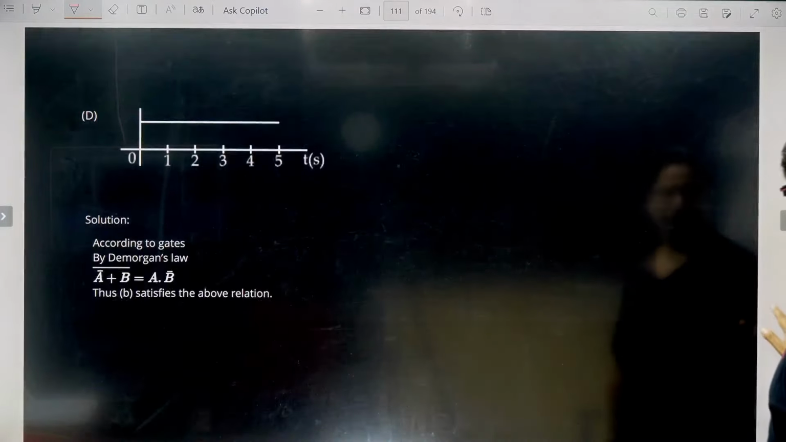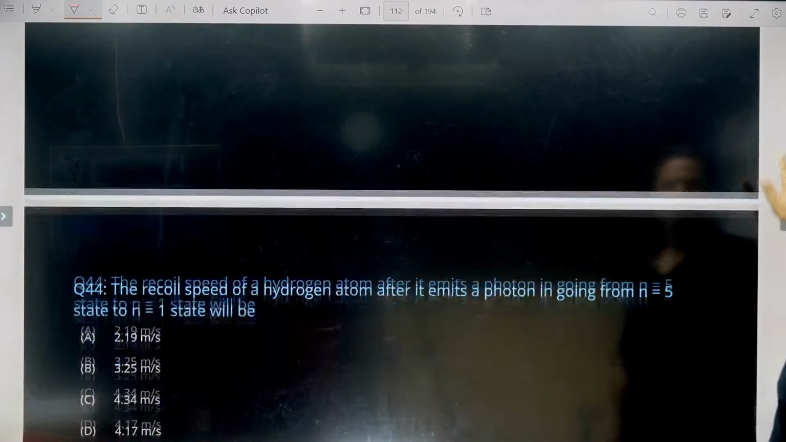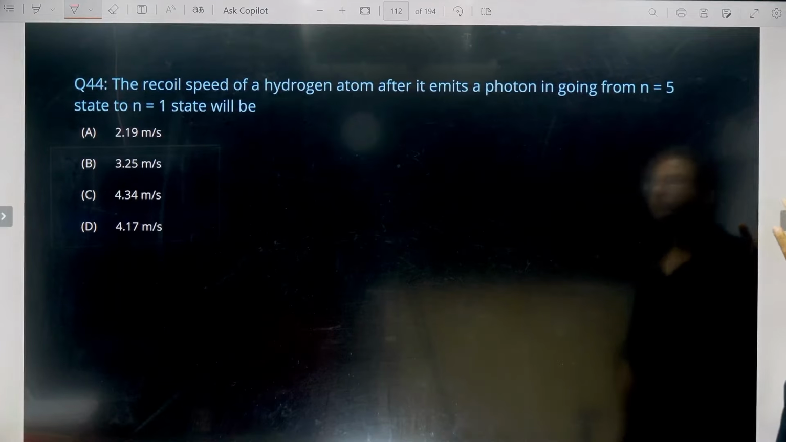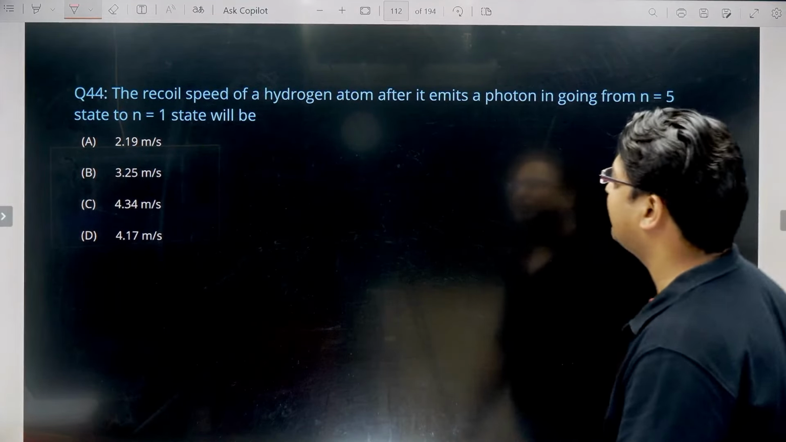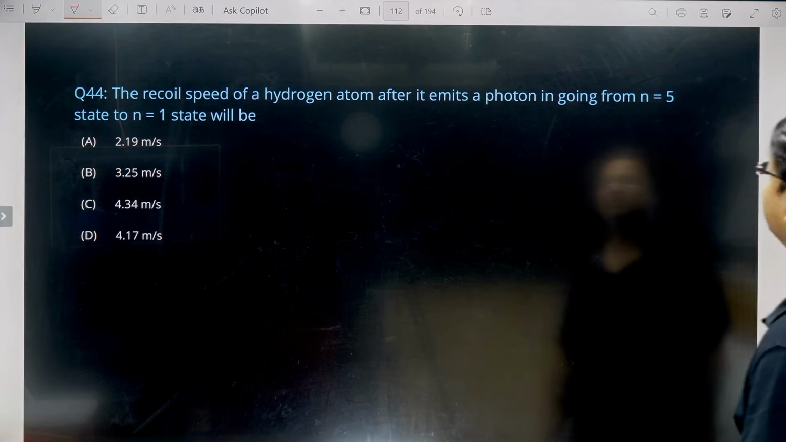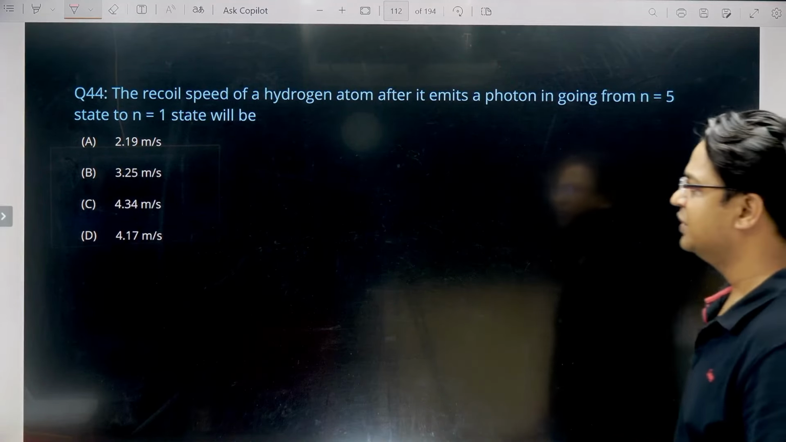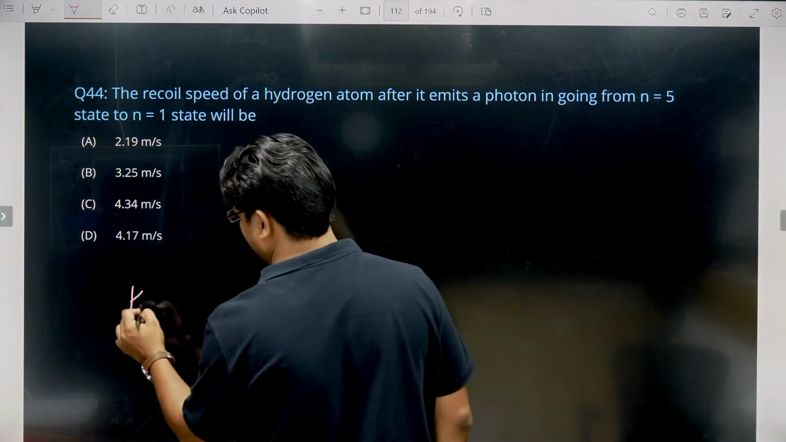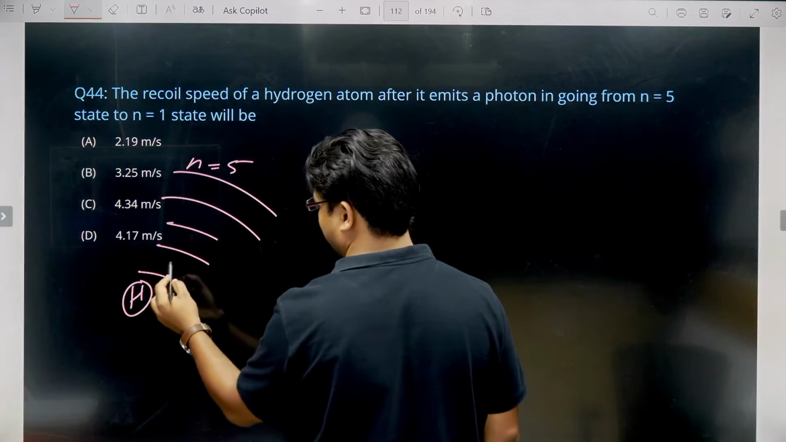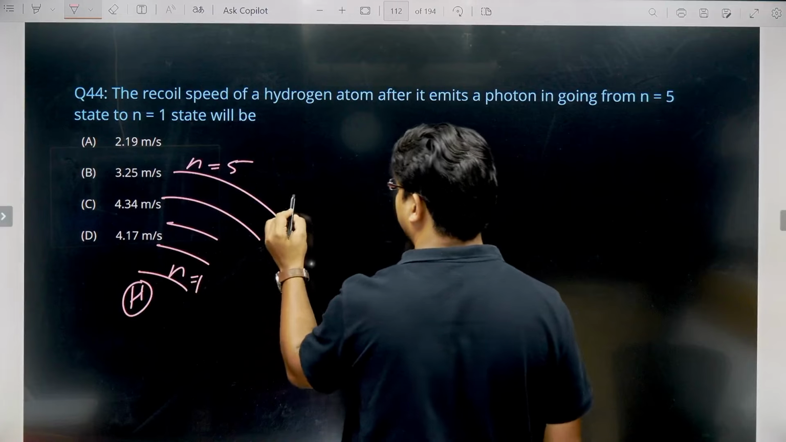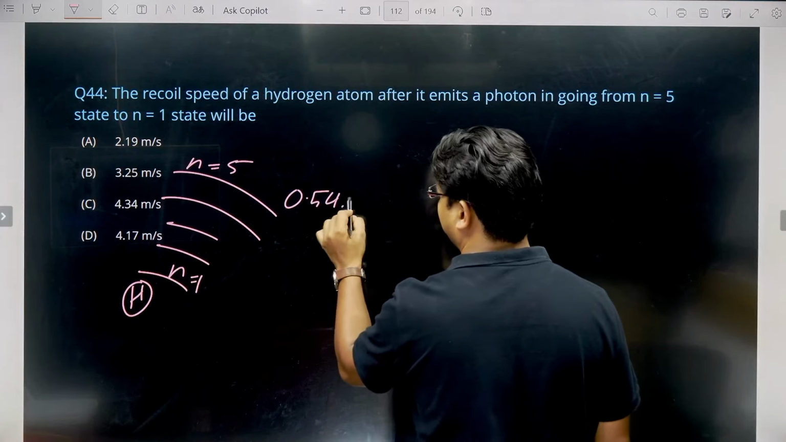All right, so that was question number 18. This is question number 19. The recoil speed of a hydrogen atom after it emits a photon in going from n equal to 5. So when a hydrogen atom goes from n equal to 5 state to n equal to 1, the energy of the fifth state is 0.54 electron volt.